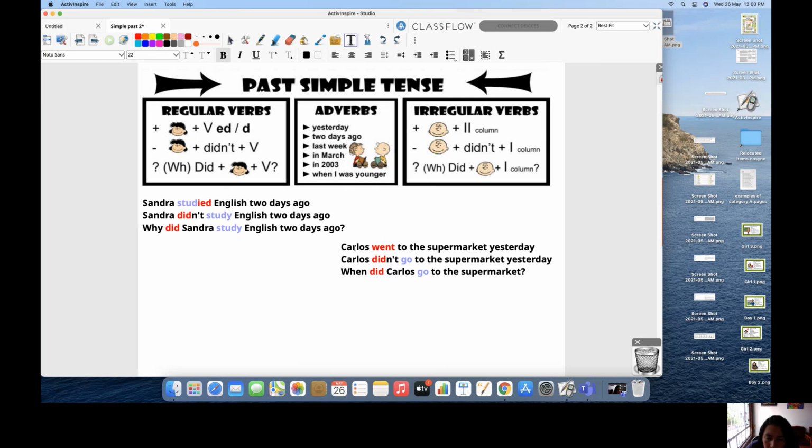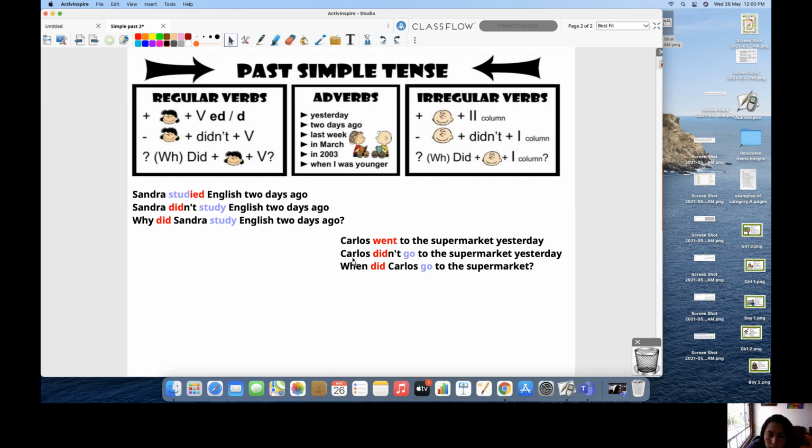Un ejemplo, Carlos went to the supermarket yesterday. Entonces, Carlos fue, el verbo en pasado, como aparece en la segunda columna. Carlos didn't go to the supermarket yesterday. Entonces, acá estamos negando el verbo ir y el verbo vuelve a su estado en presente. Y en este caso, when did Carlos go to the supermarket? ¿Cuándo Carlos fue al supermercado? Entonces, esto es para que ustedes lo tengan en cuenta.